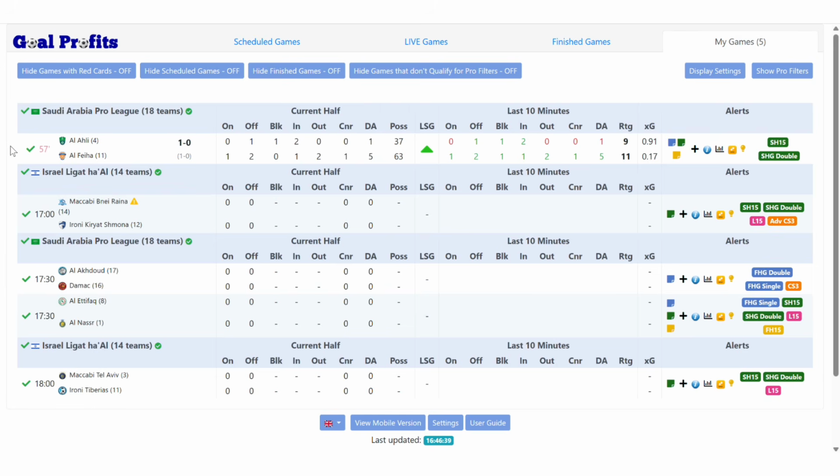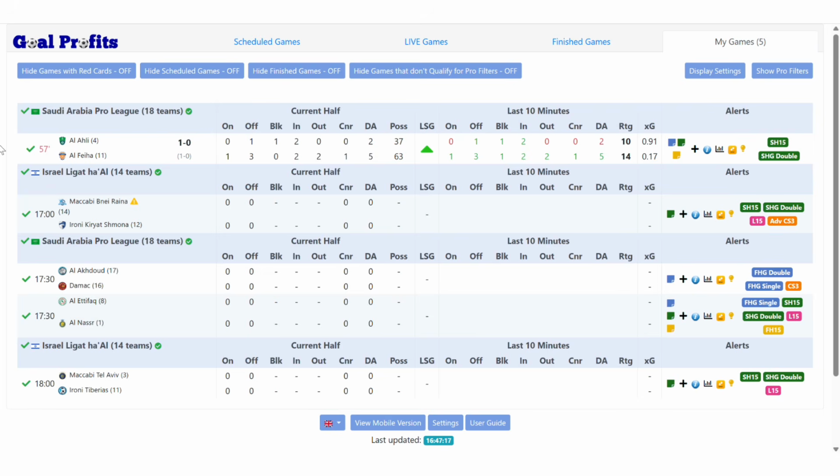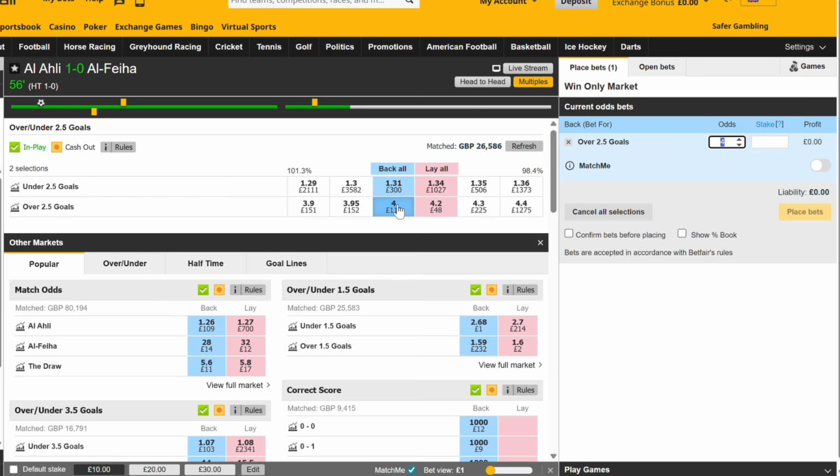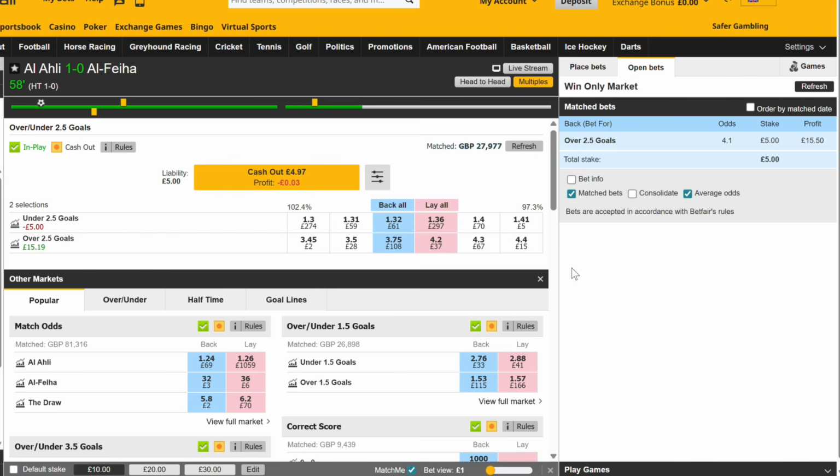Okay, now it's 57 minutes into the game, and the in-play stats are looking pretty good. There's been action from both sides, and the live stats guideline is green, so there's good potential for a goal or 2. I'm going to back over 2.5 goals at 4.1 for half a point, which for me today is £5. Okay, that's matched, so I just need to wait for a goal.